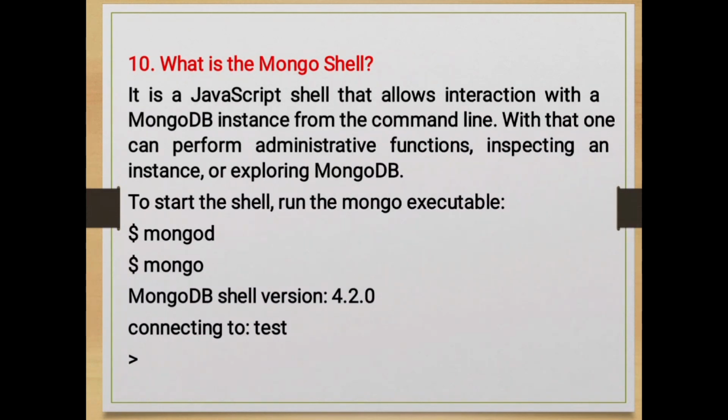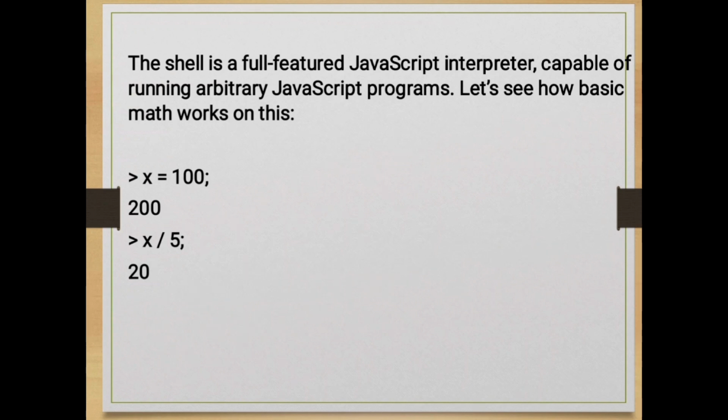What is the Mongo shell? It is a JavaScript shell that allows interaction with a MongoDB instance from the command line. With that, one can perform administrative functions, inspecting an instance or exploring MongoDB. To start the shell, run the Mongo executable command, that is mongod or Mongo. The MongoDB shell version will be displayed, that is 4.2.0, which is the latest version you have, and connecting to test. So once you get this, you are ready to perform the database operation.